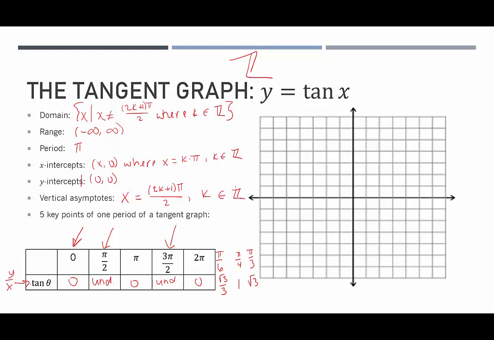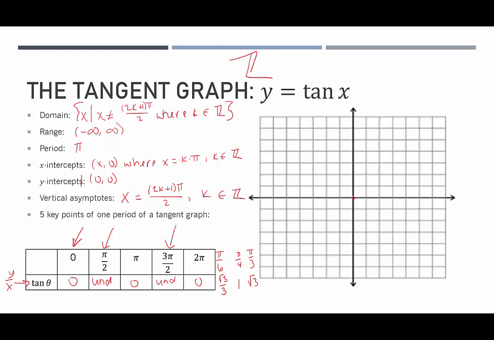Okay, so there's the 5 key points, which isn't super helpful. Also, the 3 examples that I did, pi over 6, pi over 4, and pi over 3, they all have positives, but there are negatives, right? Because tangent can be negative. If we're talking about a tangent in between pi over 2 and pi, for example, or in between 3 pi over 2 and 2 pi. So let's see what this looks like.